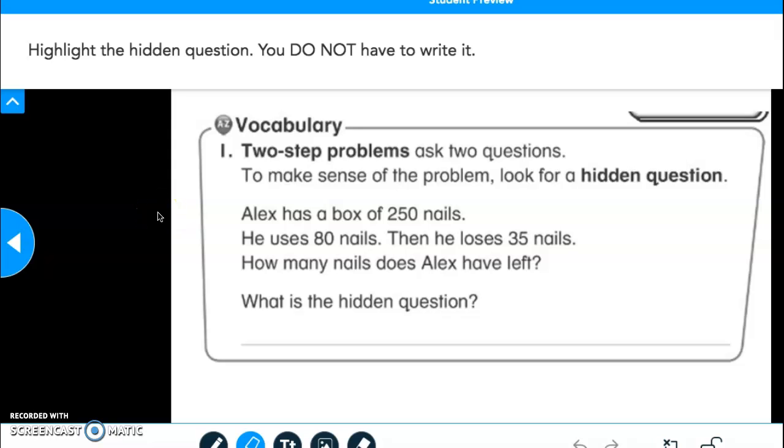Notice this is a little different than what we usually do. In the instructions it says highlight the hidden question. You do not have to write it. I know it's super difficult to write on here. You could have done it with the text, but just highlight it.